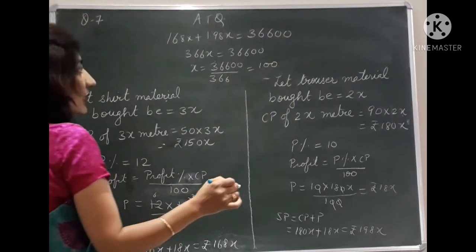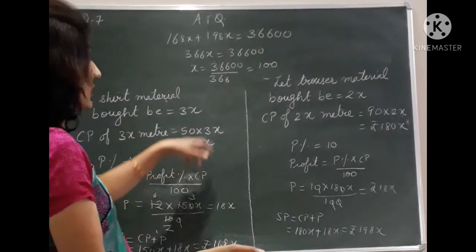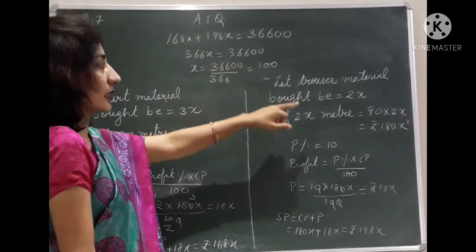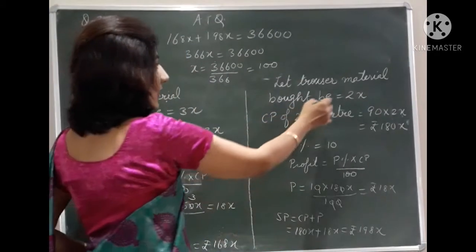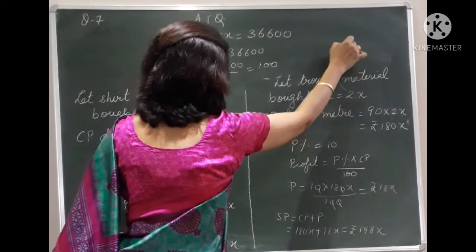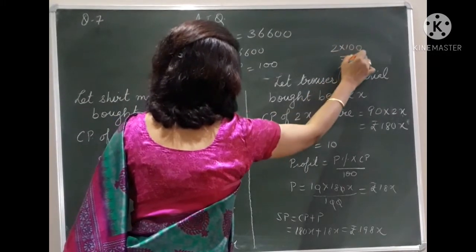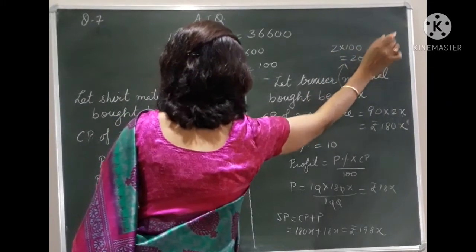In the question they have asked how much trouser material he purchased. The value of x is 100. So you will put here the value of x. The trouser material purchased will be 2x. That is 2 into 100 equals 200 meters.